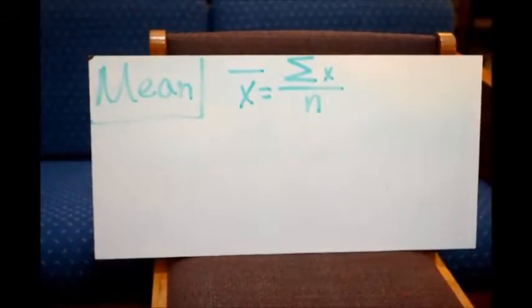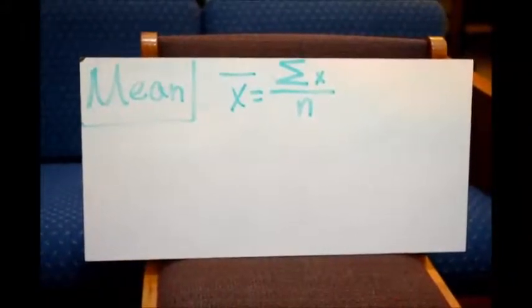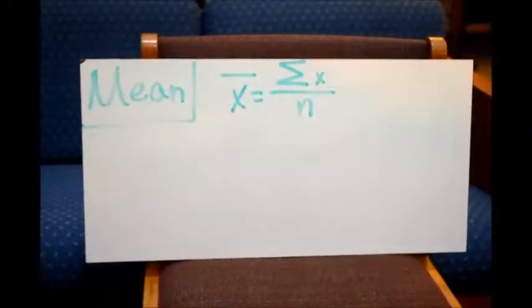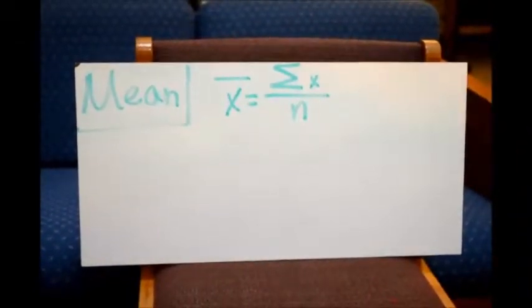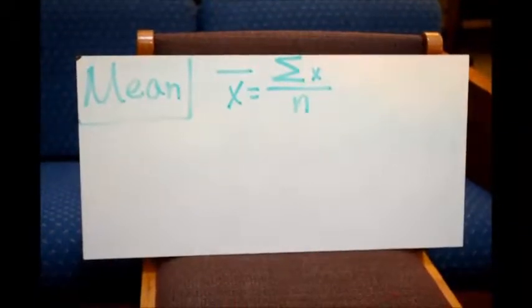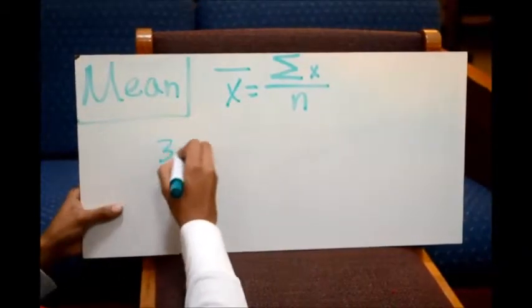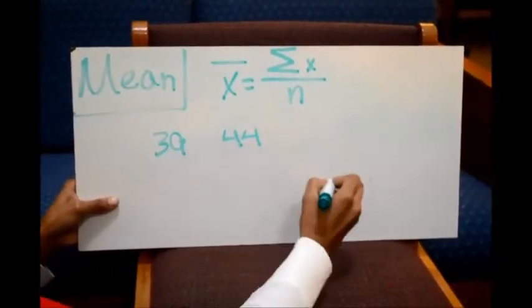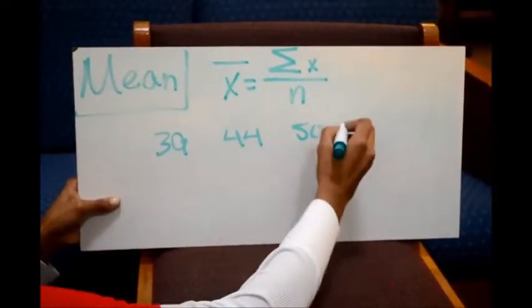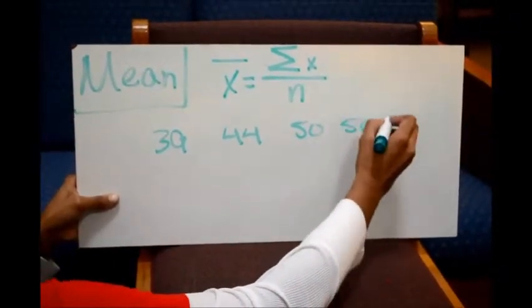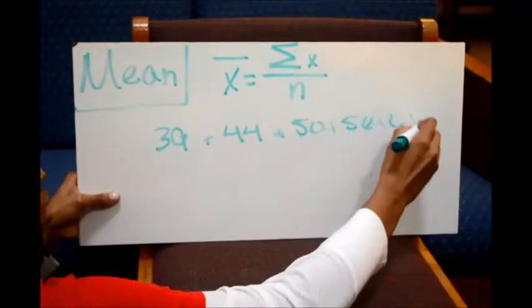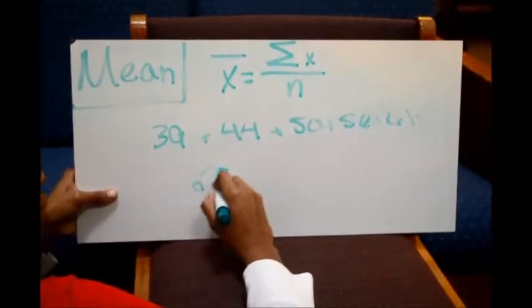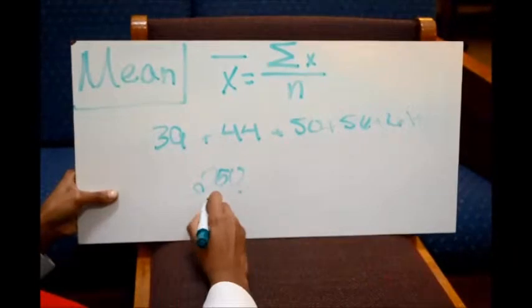In order to understand standard deviation and mean absolute deviation, you need to be familiar with what mean is. Remember that the mean is the average of the dataset and is calculated by adding all the values in the dataset together and dividing by the total number of values. Let's calculate the mean of a dataset with the values 39, 44, 50, 56, and 61. When you add these values together, you get a sum of 250. Then divide by the number of values, 5, to get a mean of 50.